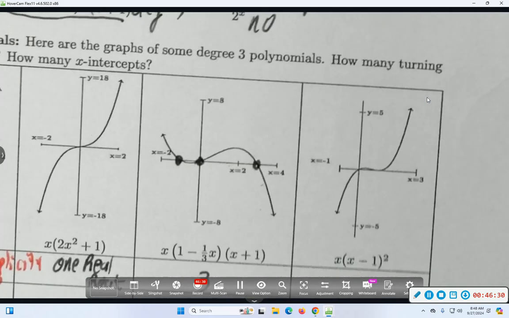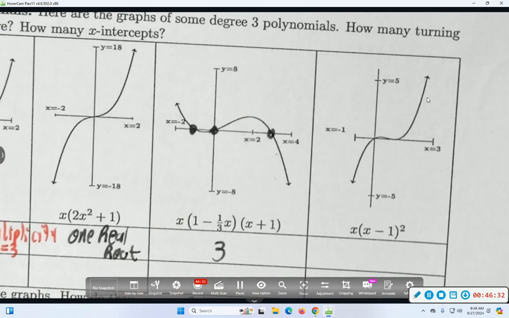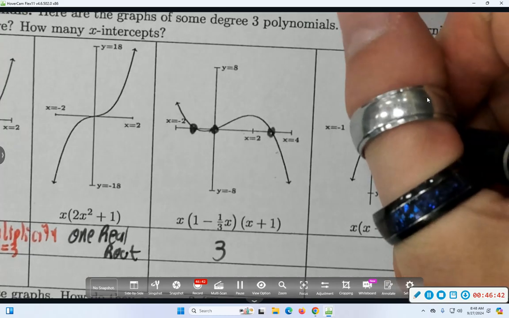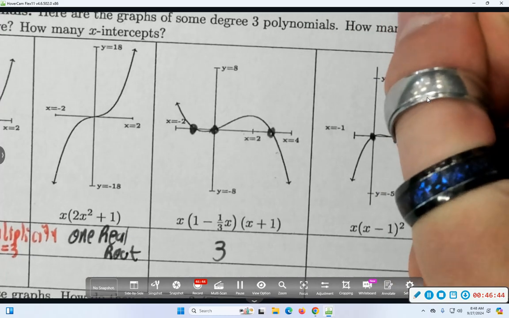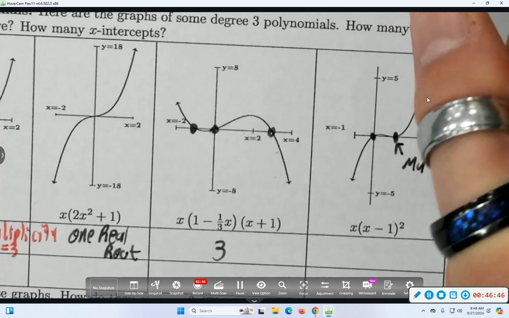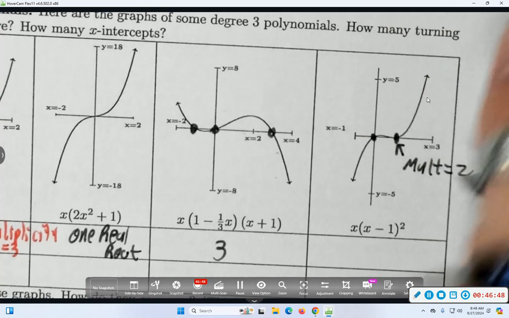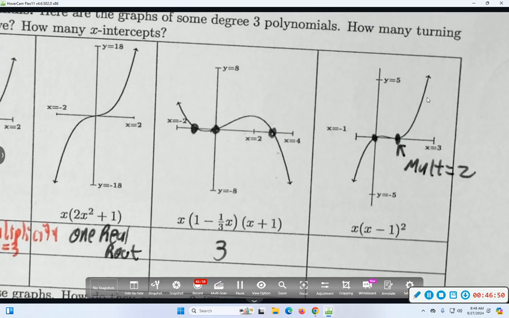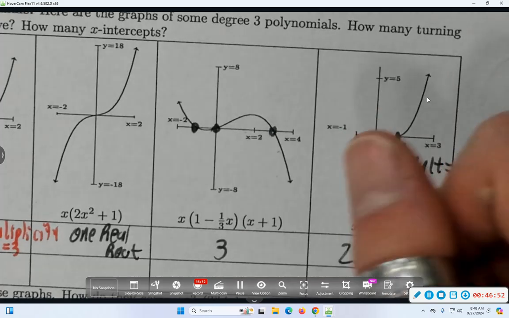This next one, well, you can zoom in by just looking closer at your paper too. x times x minus 1 squared. How many roots does it seem to have? 2. I think there's one and there's one. That one looks like it might be multiplicity 2, in that it looks like it's bouncing off of the x-axis. 2 roots.